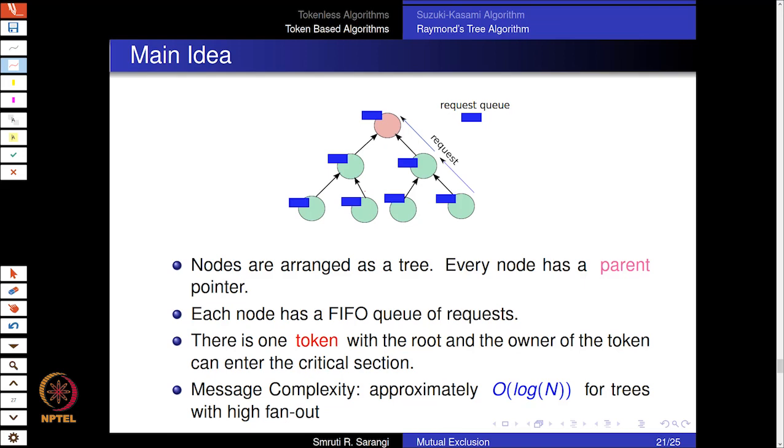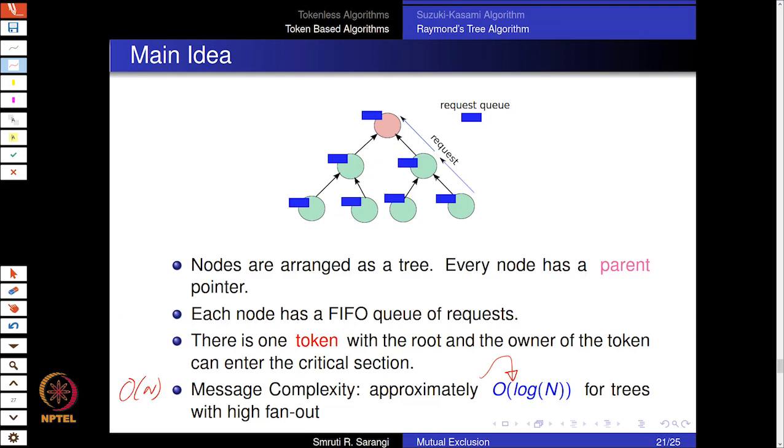So in the previous case, we said that the message complexity is either 0 or n. So let's say worst case is order n. So this is reducing order n to order log n for trees with reasonably high fan out. That is fine.